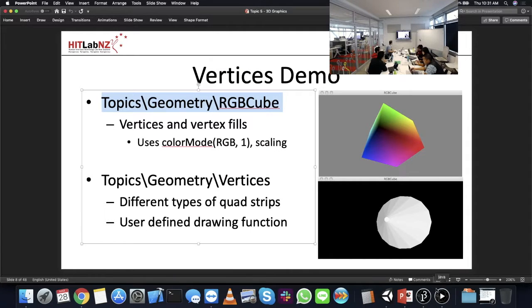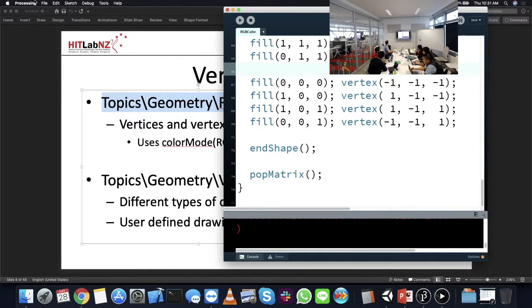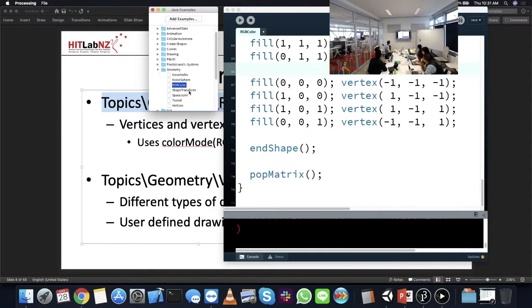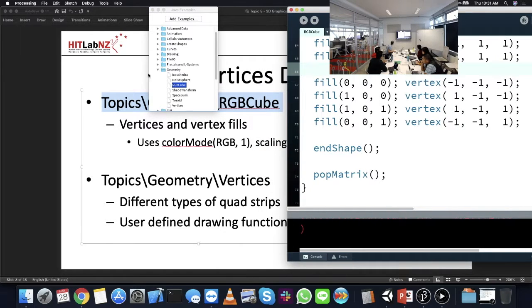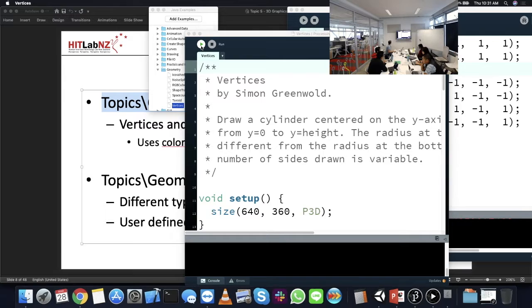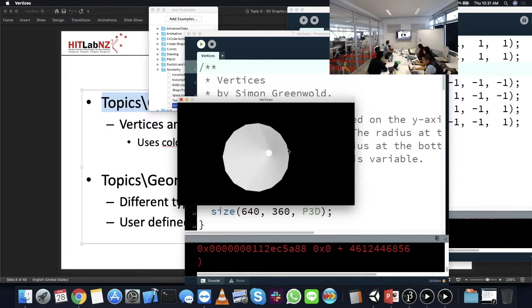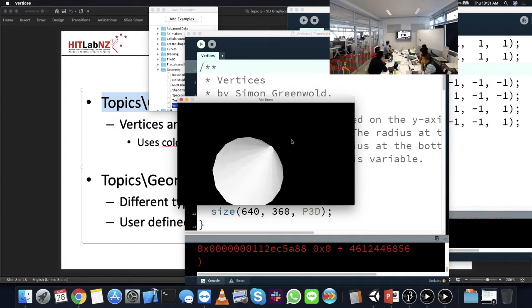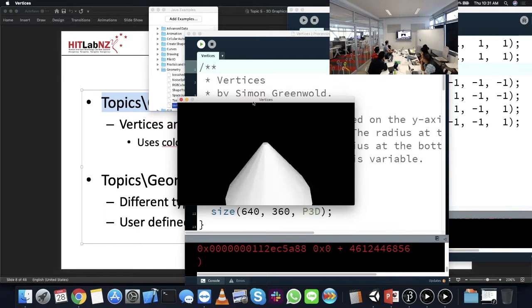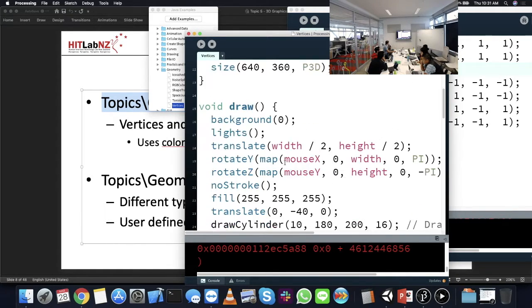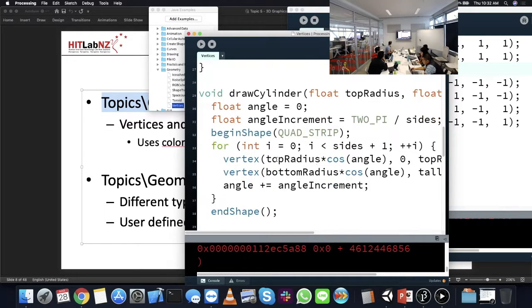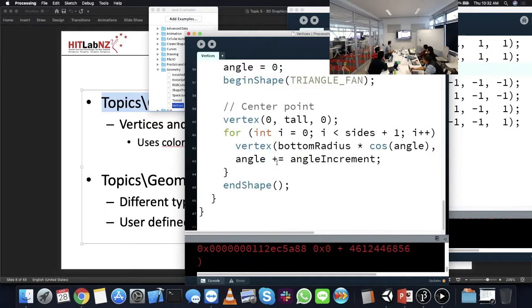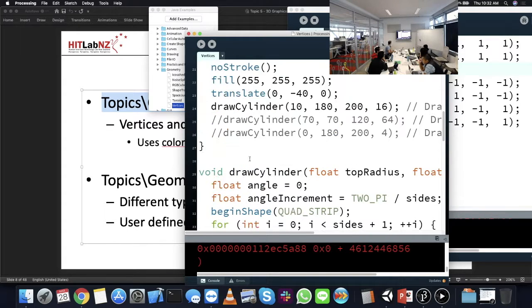Okay, so again, it seems like it's really hard, but if you actually step through it, it's actually not that bad. So there's another example here, topics, geometry, vertices, which we actually talked about a little on Tuesday. Here we see what appears to be a sort of cone. It's got a cone-shaped shape to it, and then it's got a circle cap. We can't actually rotate it around to see the back, but I'm pretty sure there's a circle on the back as well. So this has got a lot more going on than the last one did, because it tries to do more.